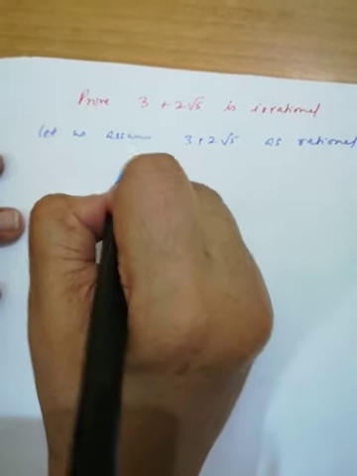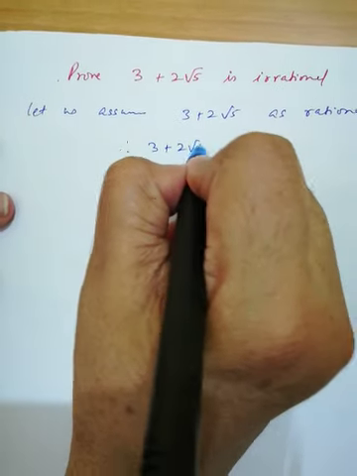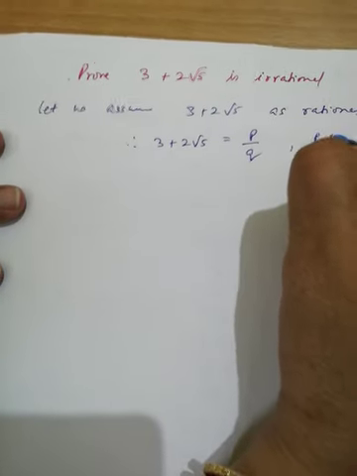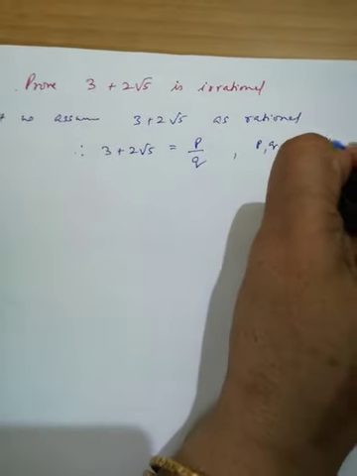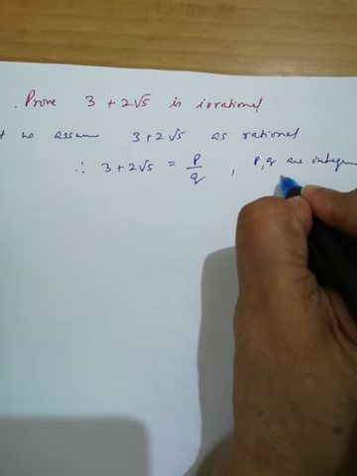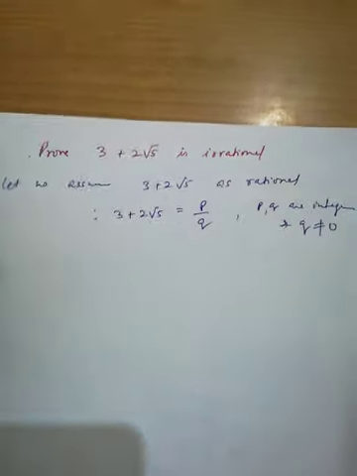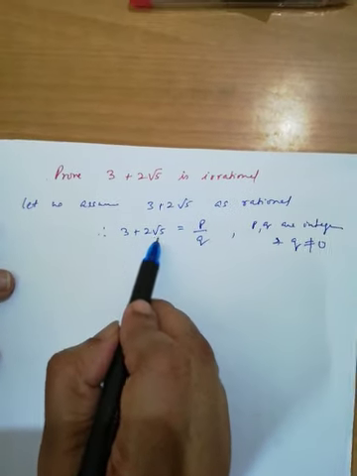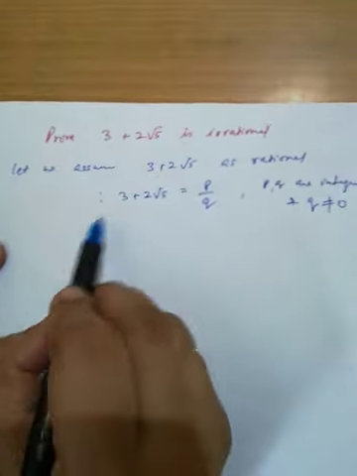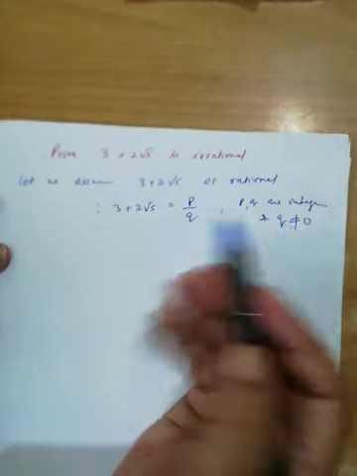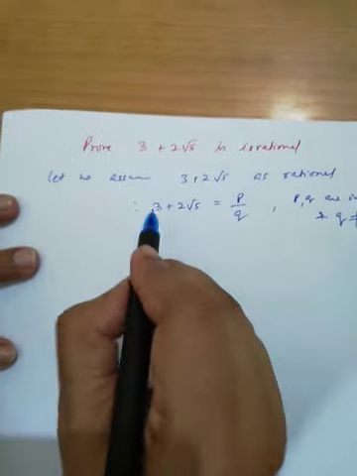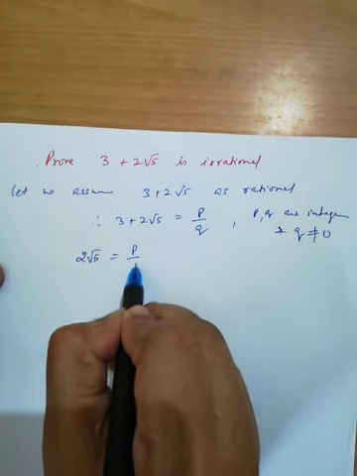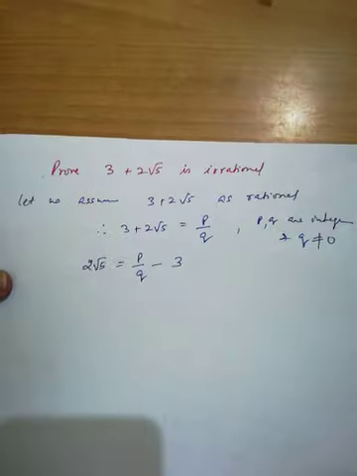That means 3 plus 2 root 5 can be written in the form of p by q. Again, p, q are integers and q not equal to 0. Now we will not square it. We will keep this radical sign, that is square root, on one side, and other things we will take the other way. That means we will transform this equation. First we will take 3 that side, 2 root 5 we will keep here. We will be getting p by q minus 3.